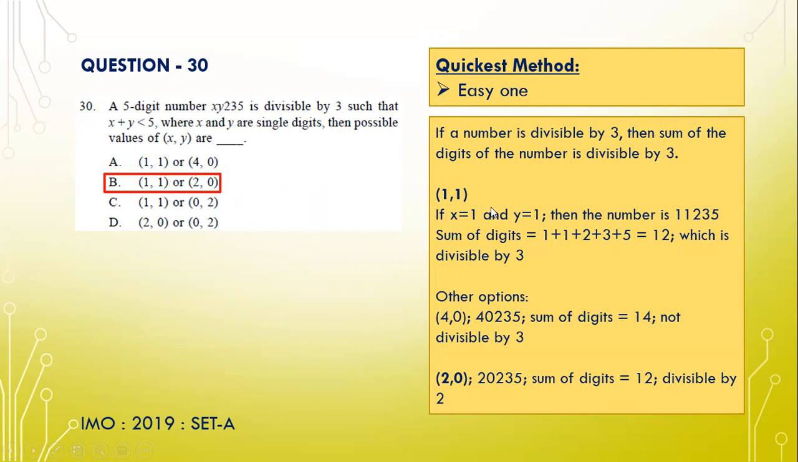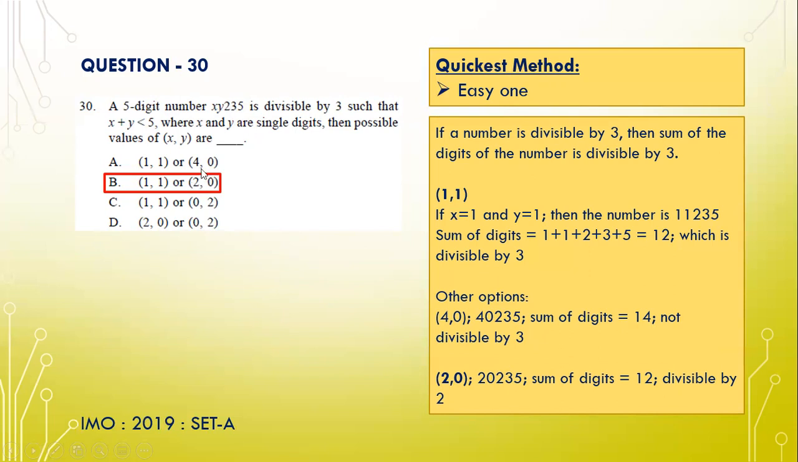Let's try the second option. Let the second option be 4, 0. So the number is 40235. What is the sum of digits? 4 plus 0 is 4, plus 2 is 6, plus 3 is 9, plus 5 is 14, which is not divisible by 3.